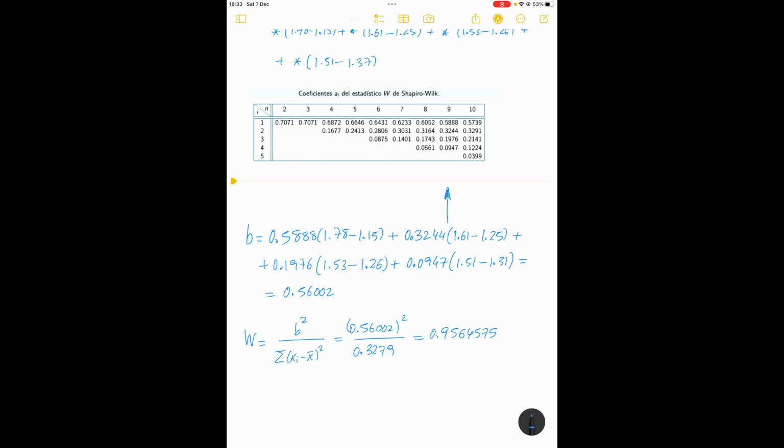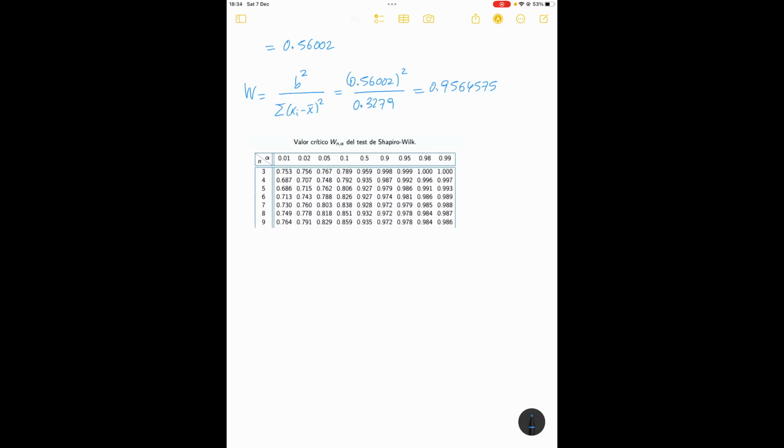And now let's look for the critical point in the table. So we have a significance level of 5% here and 9 points. So our critical point is 0.829. The statistic we have computed was 0.956, which is greater than our critical point, 0.829. So this is the case where things go in reverse. In this case, we do not reject the null hypothesis.